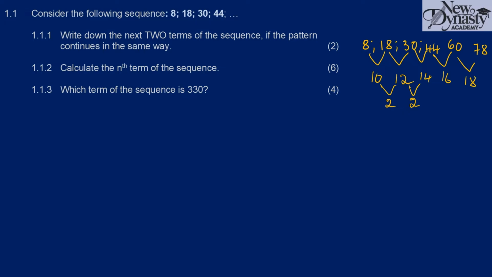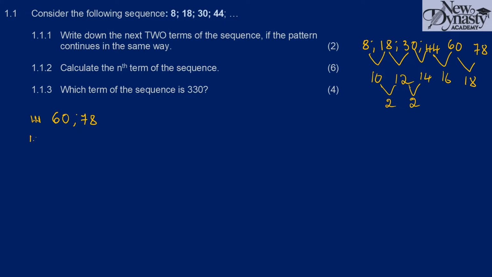But now, answering the question, it says write down. So it doesn't say calculate. It says write down the next two terms of the sequence. So you're only going to write your answers here, which is 60 and 78. And that's how you answer that question.